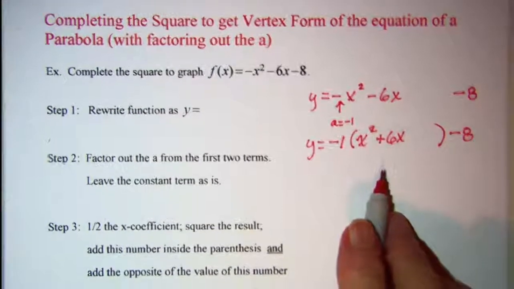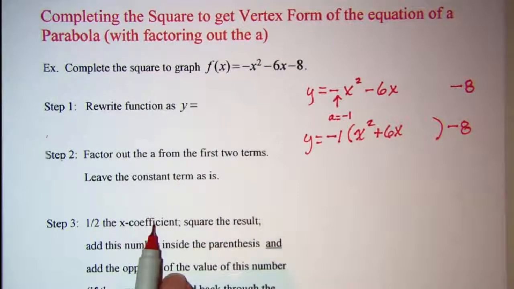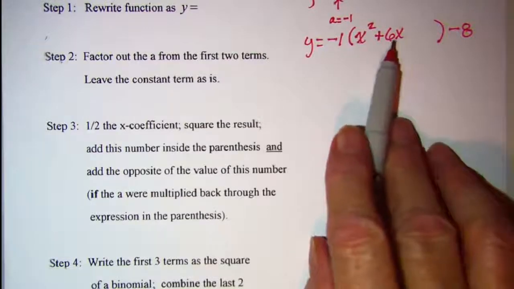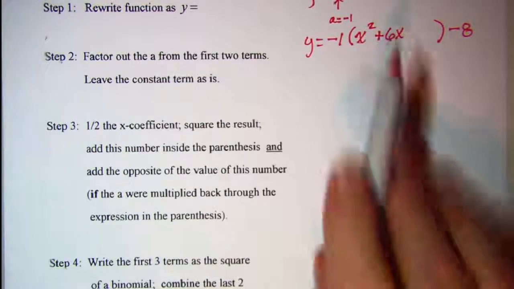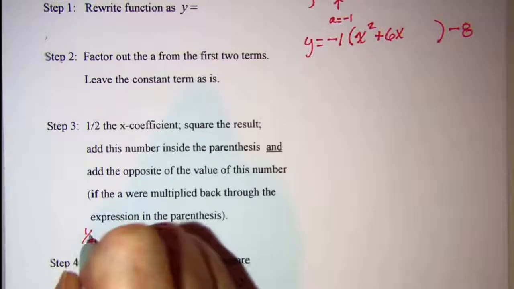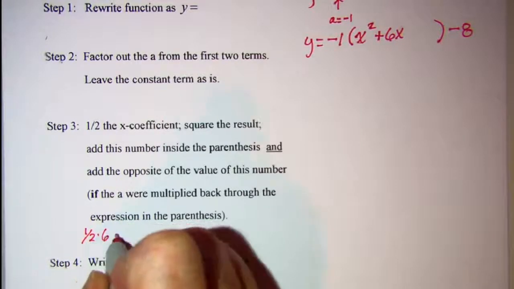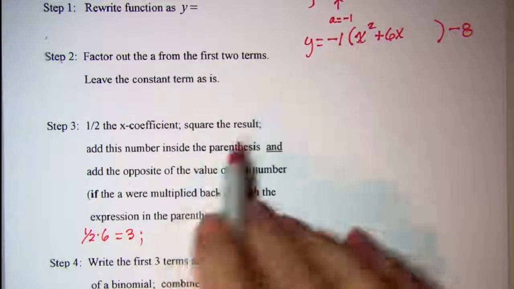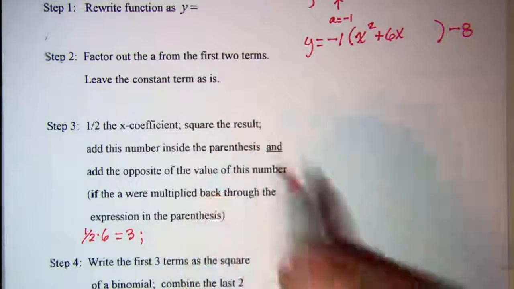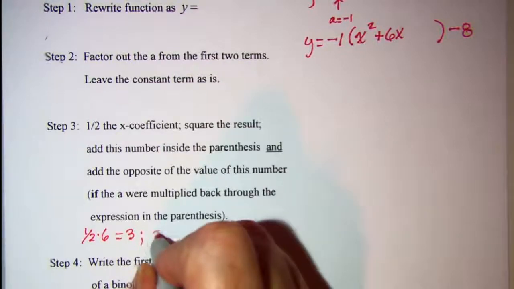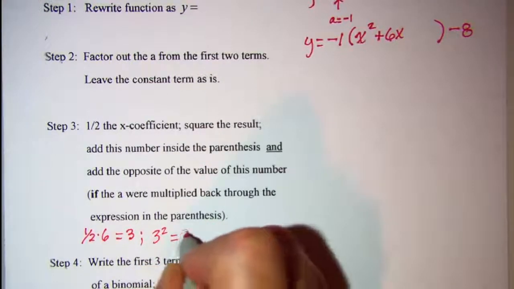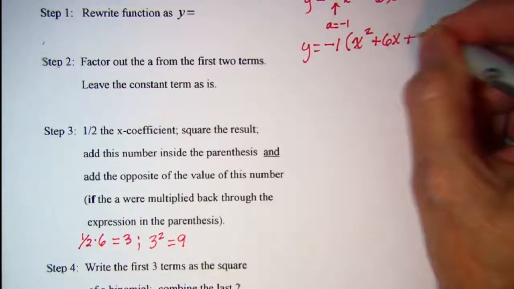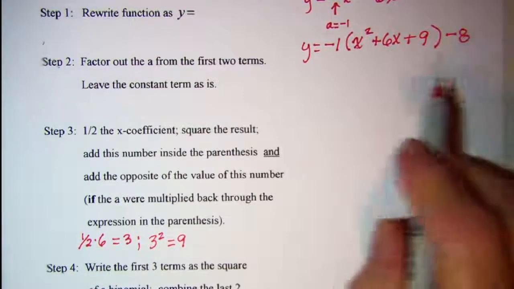My next step is to half the x coefficient. Now my x coefficient is 6. So when I half the x coefficient, I get 3. Then square that result. So 3 squared is 9. And then I'm going to add a 9 in here, and that's what completes the square.